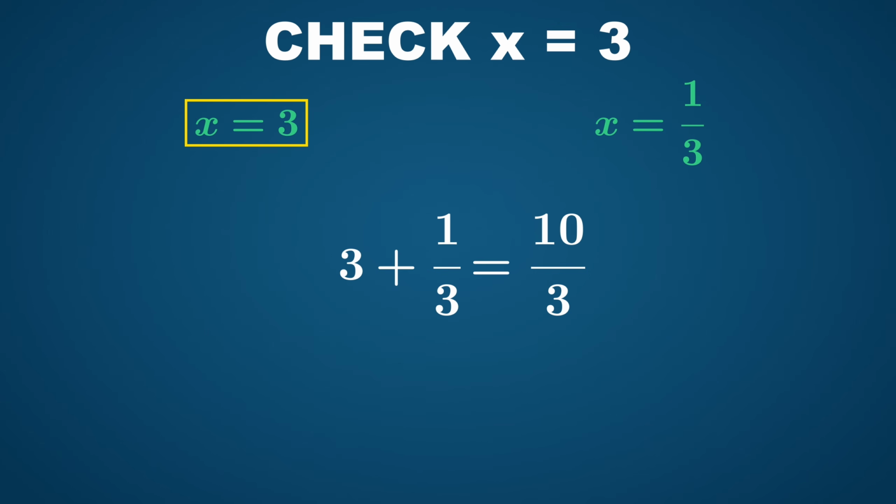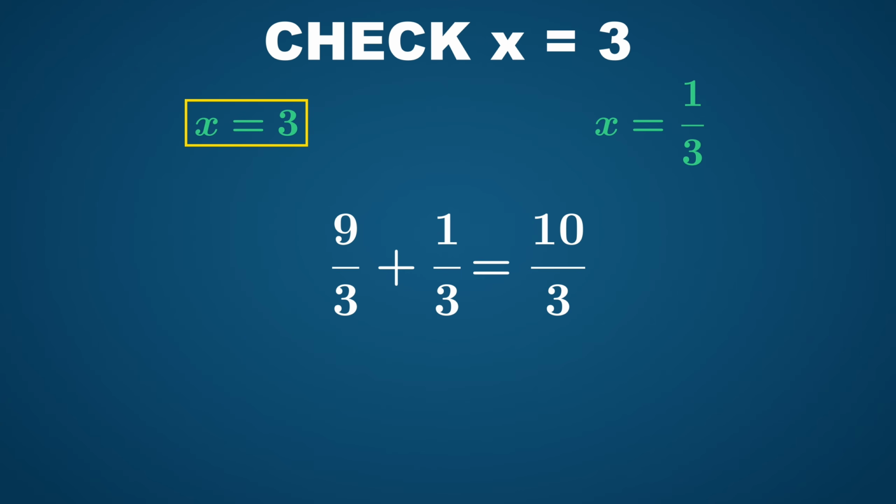Substituting 3 carefully gives us the mathematical expression 3 plus 1/3. We definitely need to add a whole number to a proper fraction here. We convert the whole number 3 into a fraction with a denominator of 3. 3 is numerically equivalent to the fraction 9 divided by 3.